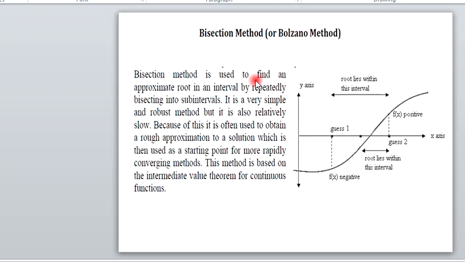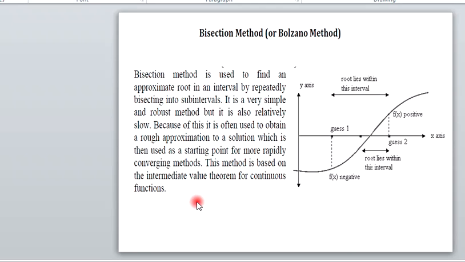The bisection method is used to find the approximate root in an interval by repeatedly bisecting it into subintervals. If this is an interval, after bisecting, we get a root in the middle position. Again, we can bisect this portion or this portion, and again we get an approximate root. By repeatedly bisecting into subintervals, we get the exact root. It is a very simple and robust method, but it is relatively slow. Because of this, it is often used to obtain a rough approximation to a solution, which is then used as a starting point for more rapidly converging methods.